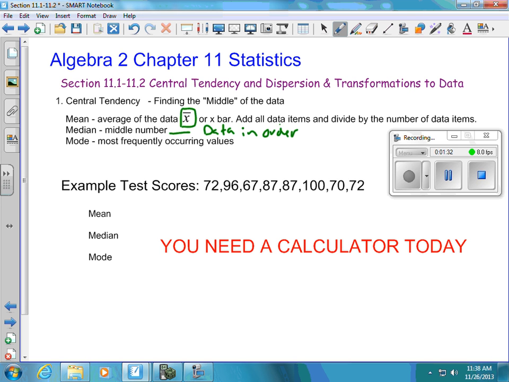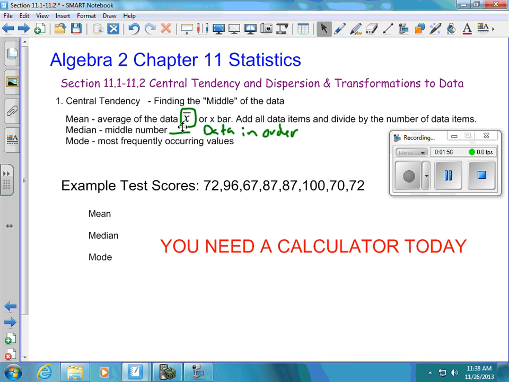Median is the middle number, and remember, the middle number when the data is in order. It doesn't matter whether it's largest to smallest or smallest to largest, usually we go smallest to largest, but if it's in order, the middle number is the median. And the mode is the most frequently occurring value or values. Every data set will have a mean, every data set will have a median, but not every data set will have a mode. If all values occur the same amount of times, then there is no mode.